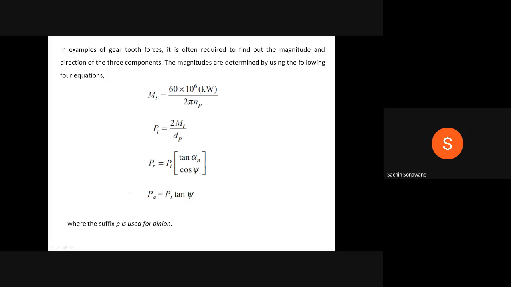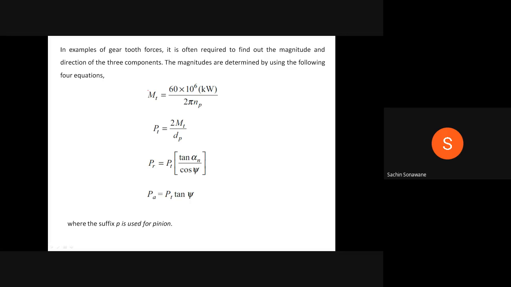Now, in examples of gear tooth forces, it is often required to find out the magnitude and direction of the three components. The magnitudes are determined by using the following four equations. Therefore, write down these four equations.